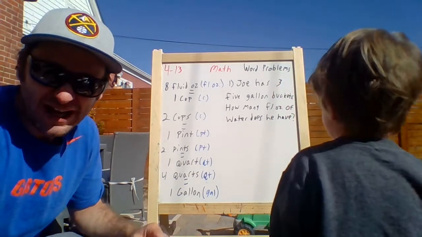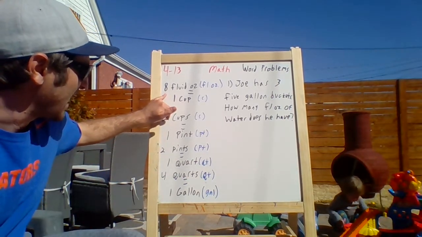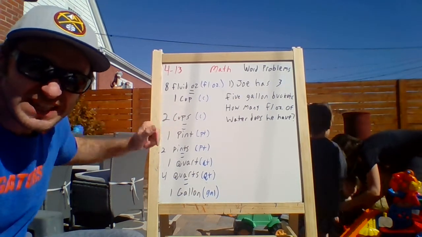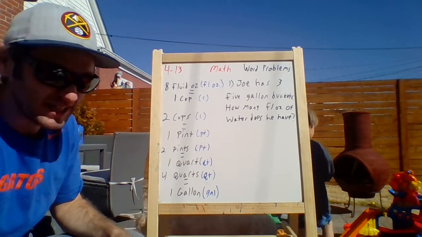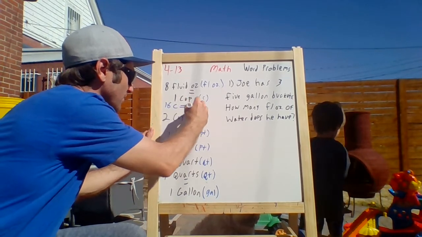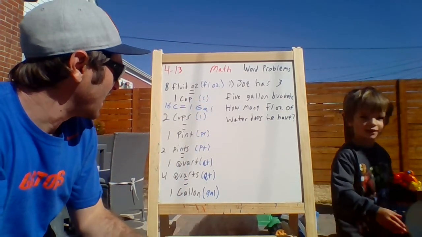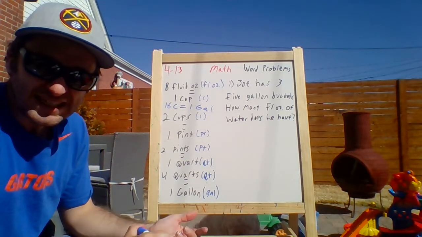You guys figured out last time with our previous assignment, right up here, 8 fluid ounces equals a cup. And we know there's 16 cups in a gallon. 16 cups in a gallon. So I'll add that up there. 16 C equals 1 GAL. Well, that's going to make a huge difference for me to know that. So I'm going to get it into cups.